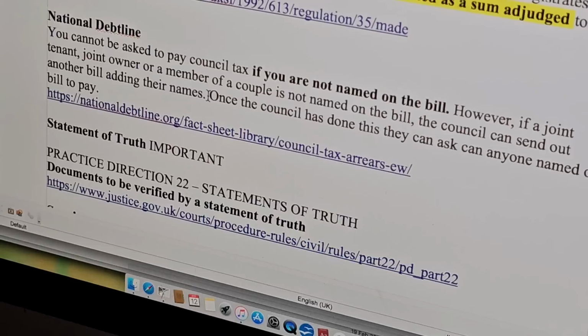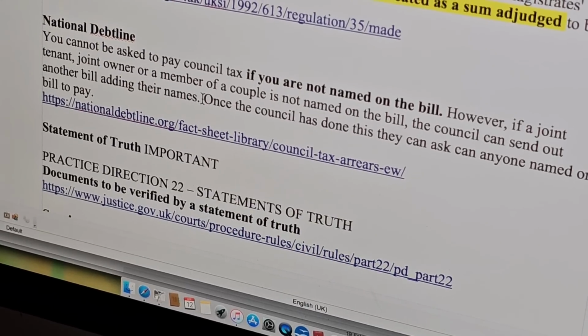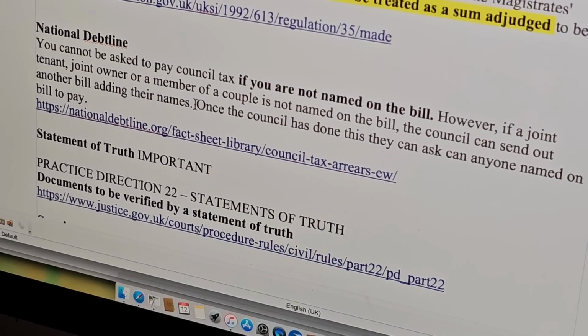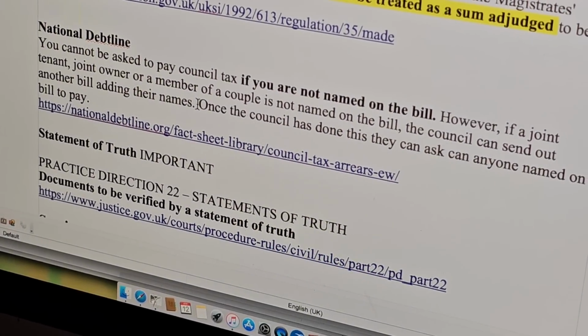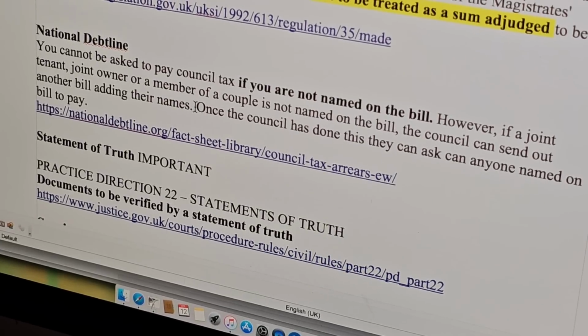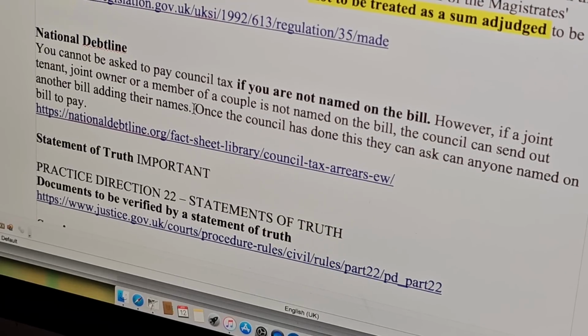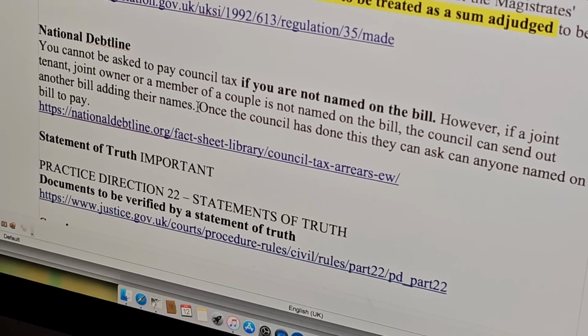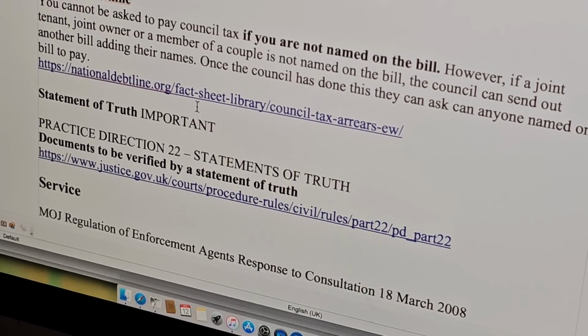The MP won't even ask the council to provide where they got the data from and why they changed funds. Because they don't just do this. They move funds so that then they can bankrupt you. It's all fraud. And that's exactly what they're doing.